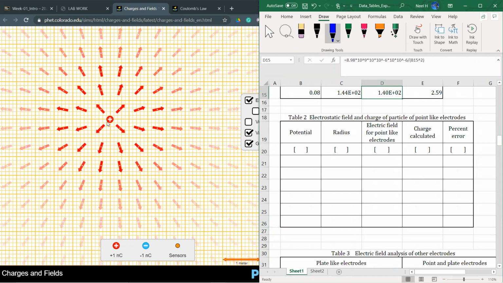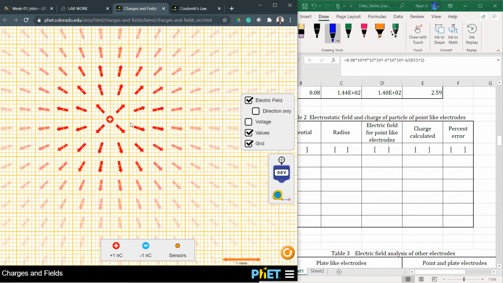Now, in terms of measuring the electric field values, there's an electric field sensor here, right? So we can actually bring that and then directly measure the electric field anywhere around this charge particle, but that is not our plan. Our plan is to measure the voltage around it and then calculate the electric field, okay? That's the plan.